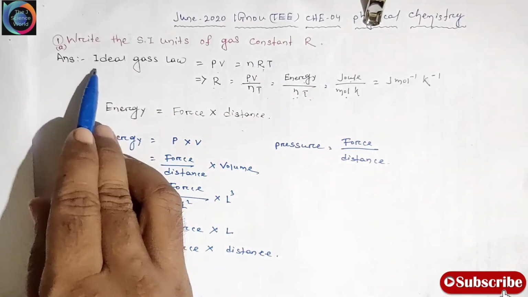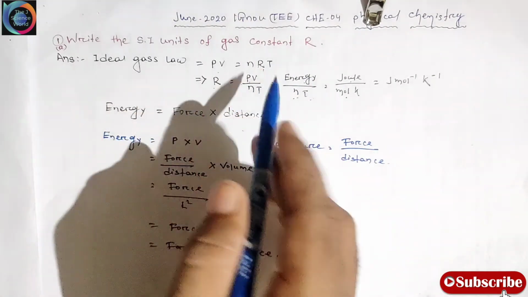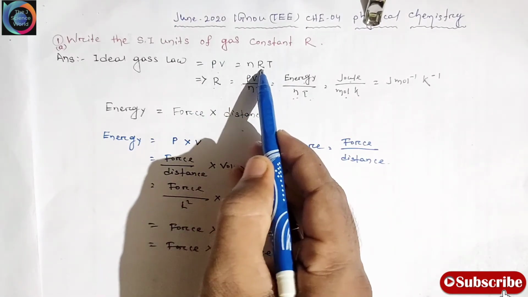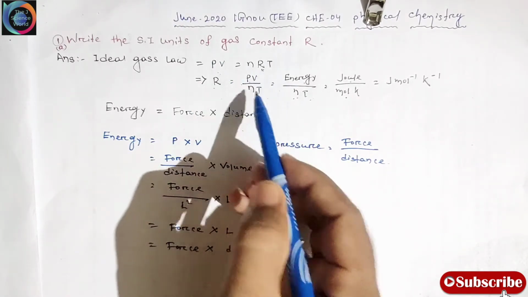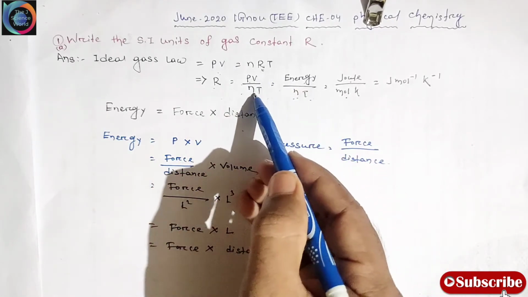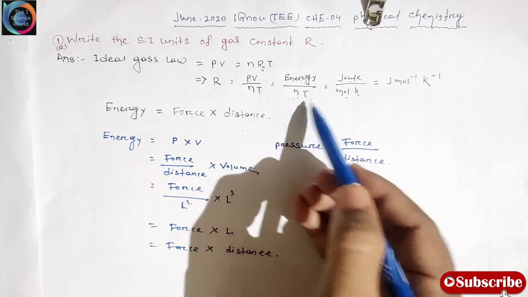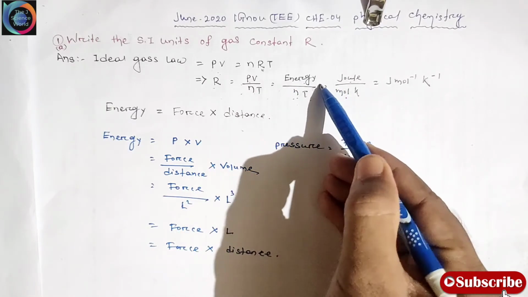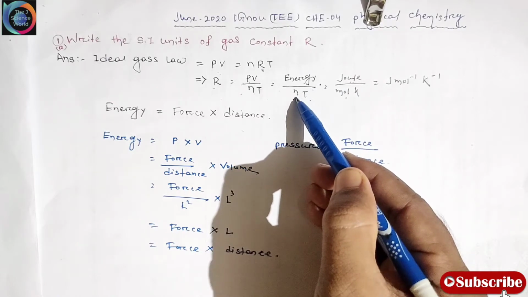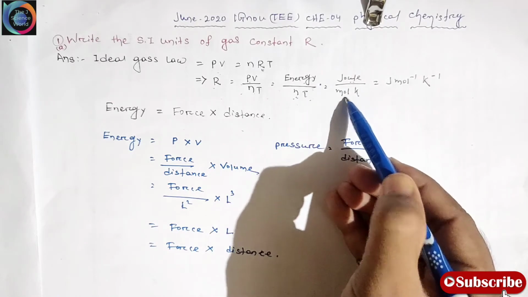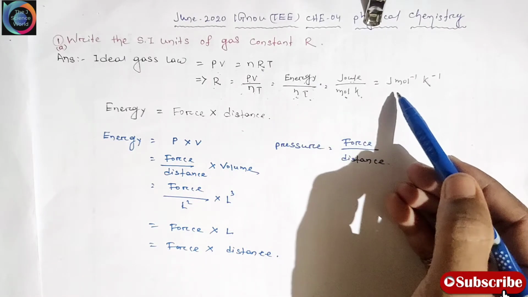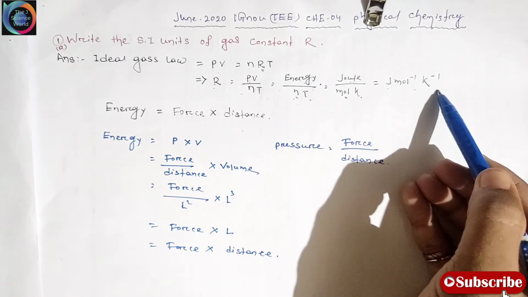Friends, we know the ideal gas law states that PV is equal to nRT, where R is the gas constant, that is PV by nT. In place of PV we use energy, so energy by nT. The SI unit of energy is joule, the amount of substance is mole, and temperature is kelvin. So our answer is joule mole inverse kelvin inverse.